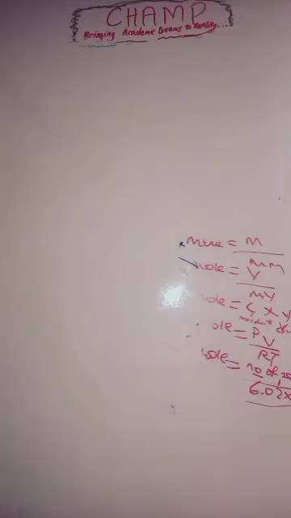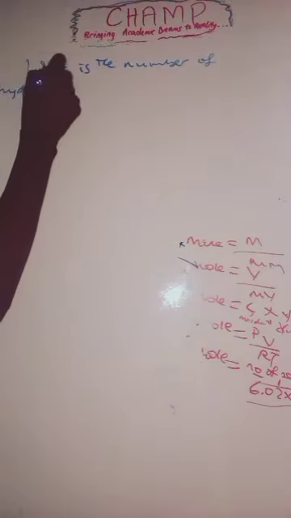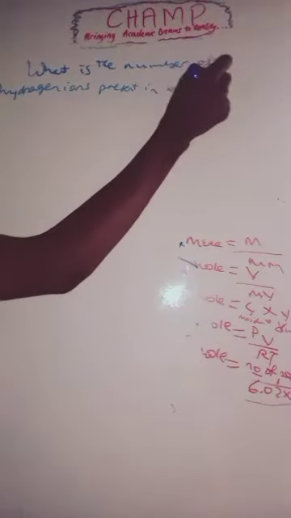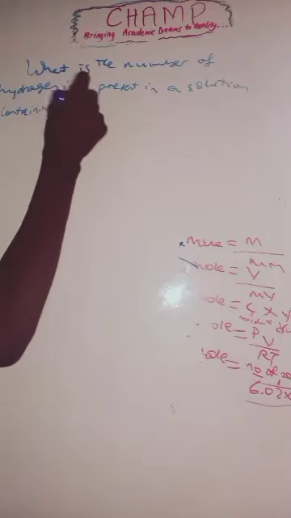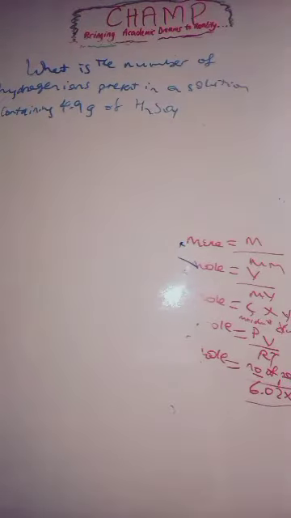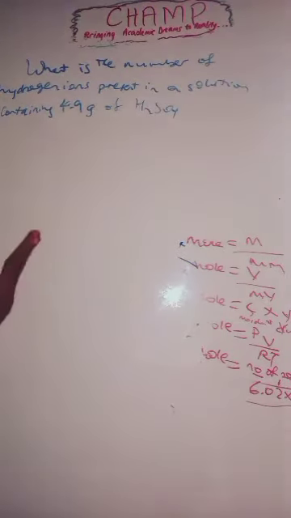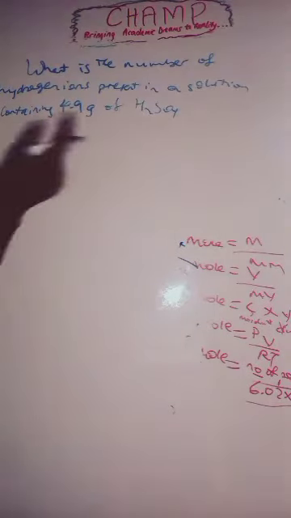What's the number of hydrogen ions present in a solution containing 4.9 gram of H2SO4? What's the first thing I told you? I told you that we'll get the mole. So if you get 1 mole, it will be 1 times 6.02 times 10 raised to the power 23. If you get 2 moles, it will be 2 times. If you get 0.2 mole, it will be 0.2 times 6.02. So let's get the mole first.